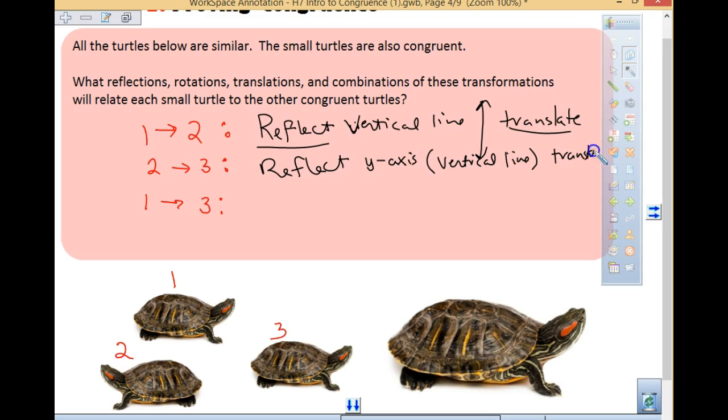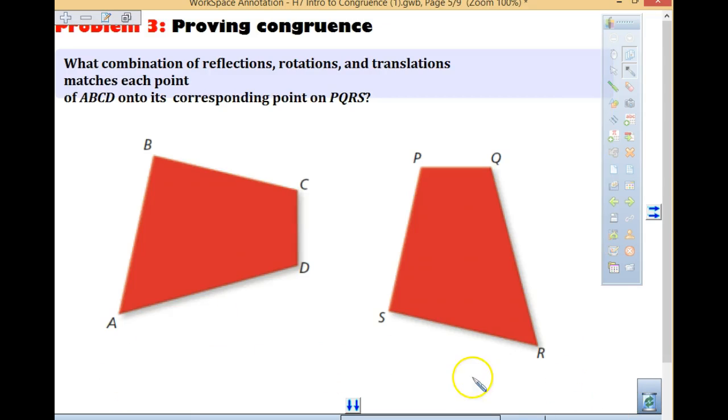Okay? How about that last one? Anyone have that one that they and their partner? Lucas, what did you guys have? You just translate it. We're definitely just going to translate. And if we wanted to be more specific to get from 1 to 3, we'd say translate to the right and down. Okay? So keeping those things in mind is what we're going to be looking at.